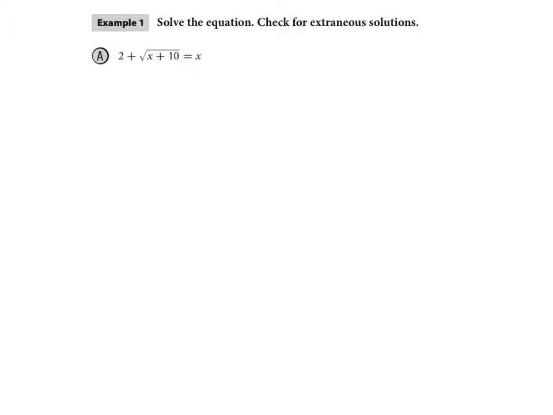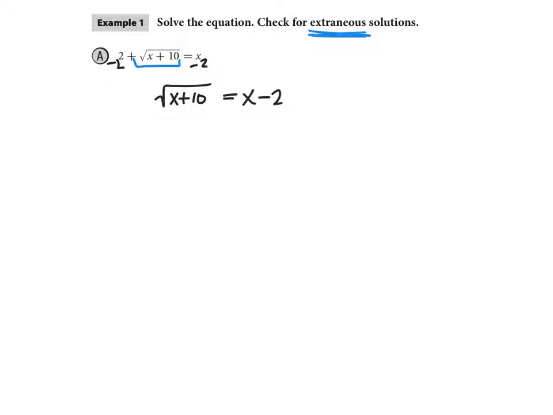All right, so the instructions here say to solve the equation and check for extraneous solutions. We're going to talk about what this means here in just a minute. So if you remember from those examples I just showed you on the graph, the first thing we want to do is get this radical completely isolated. So that's your first step always, is to isolate the radical. So I'm going to have square root of x plus 10 equals x minus 2. So I'm going to subtract 2 from both sides.